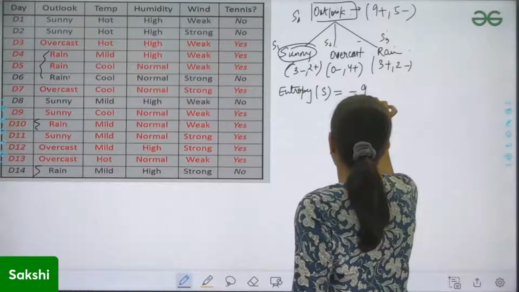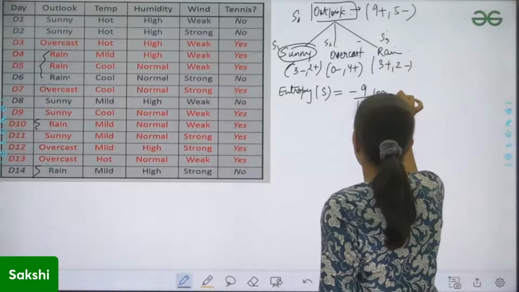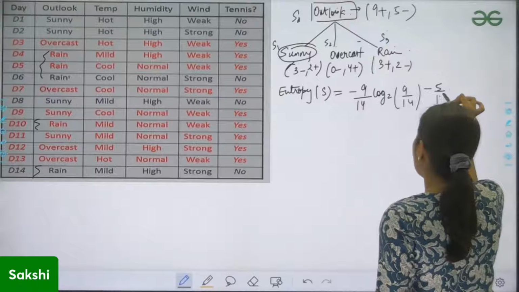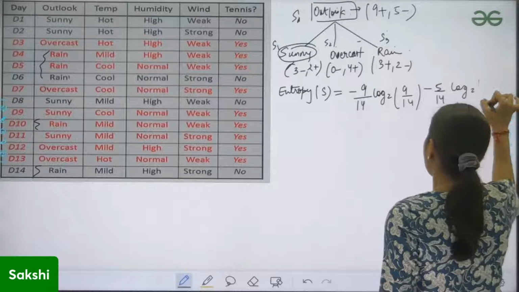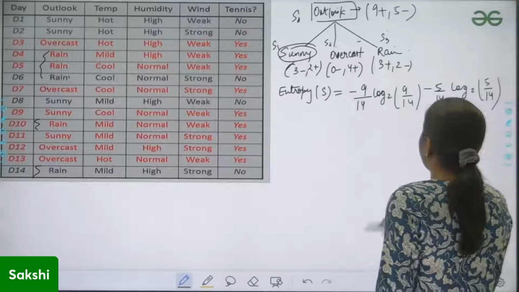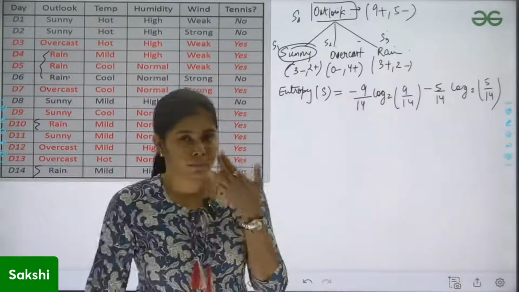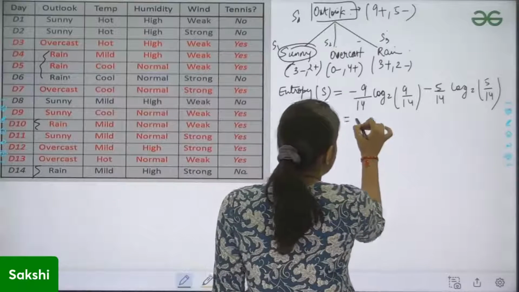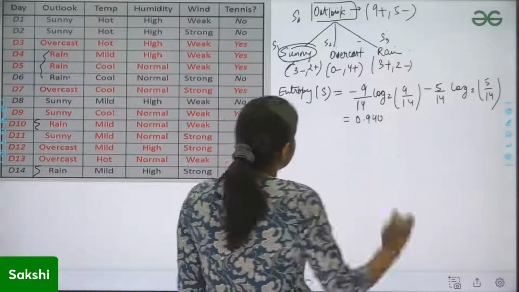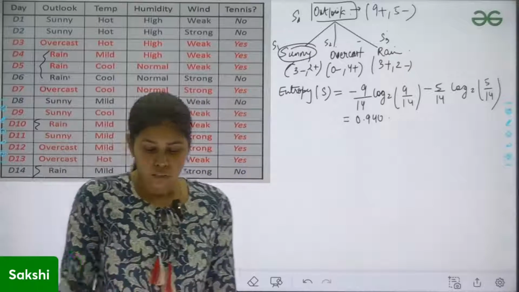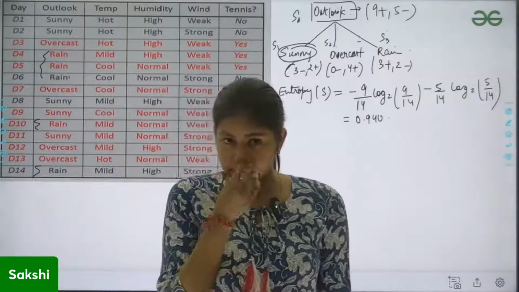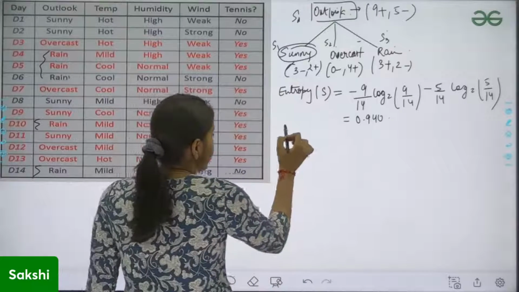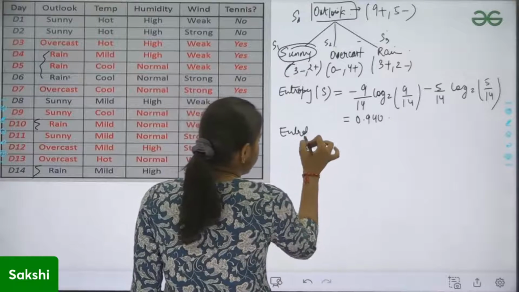Entropy of S would be minus 9 by 14 log to the base 2, 9 by 14, minus 5 by 14 log to the base 2, 5 by 14. Right? That would be the entropy. Now you can solve it using calculator. On solving, you would get 0.940. Now you have to find out entropy at S1, S2, S3. So let's find out entropy of S1.